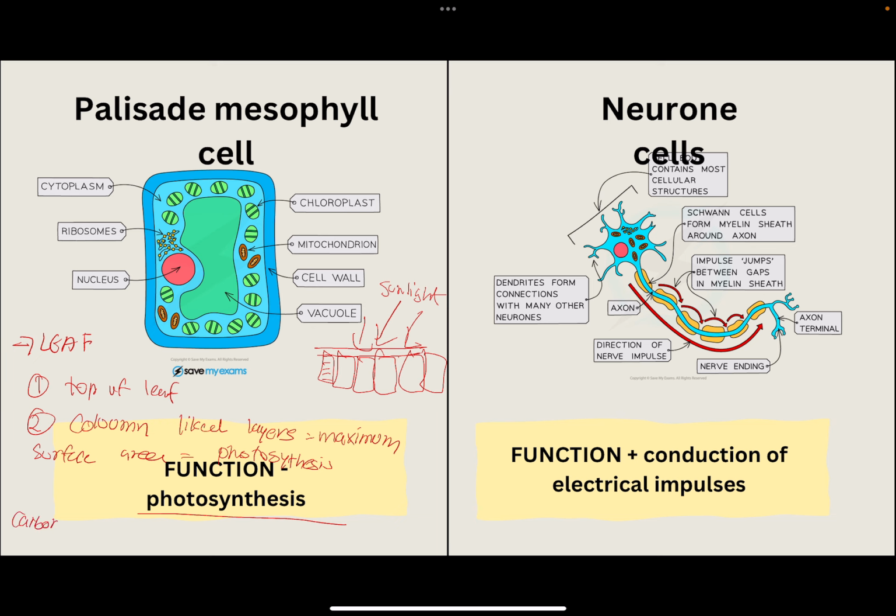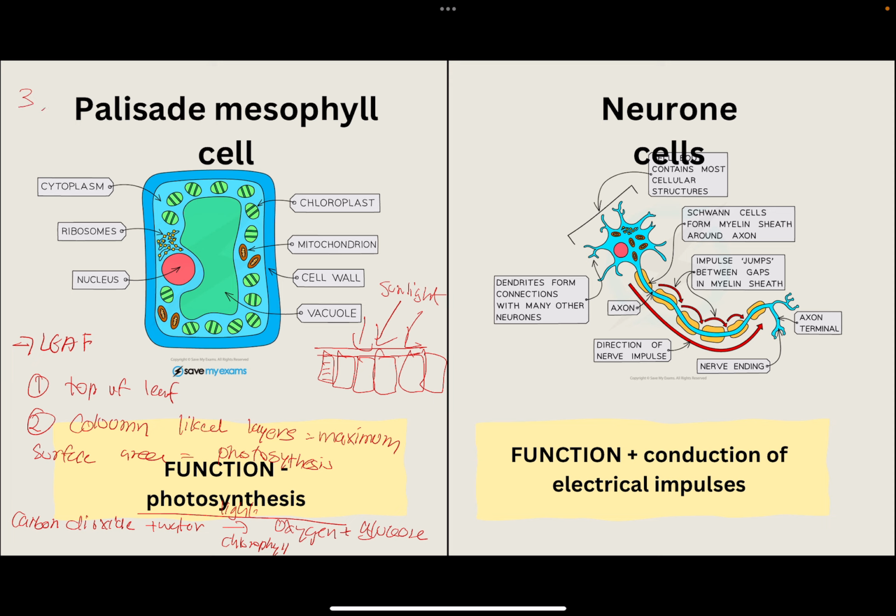Carbon dioxide plus water, and with the help of light and chlorophyll, what will happen? Oxygen will be formed plus glucose. Now what does the palisade mesophyll do again? It does photosynthesis. How is it adapted to photosynthesis? It is located on the top of the leaf. Second, it is in a column-like layer. That's why it has maximum surface area to maximize photosynthesis. Alright, got it. This is the third one.